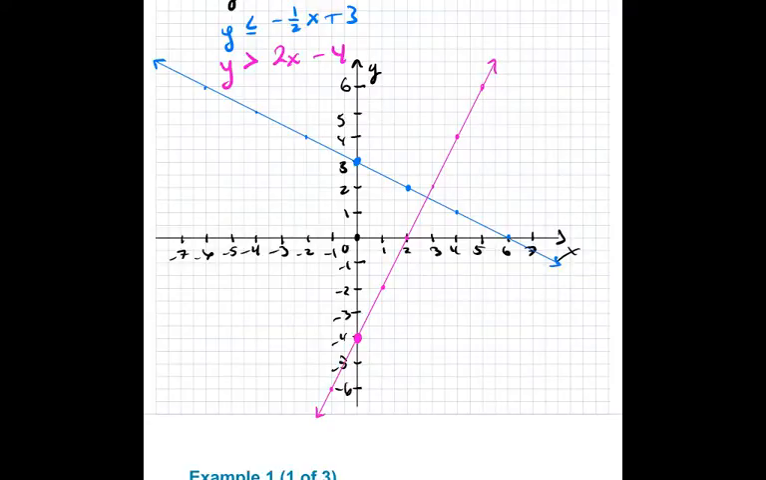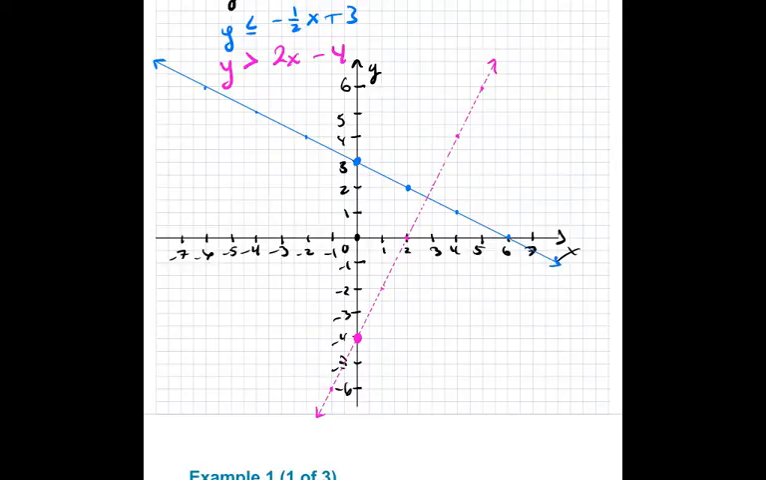So instead of being a solid line, because y is strictly greater than, this needs to be a dashed line. So we're going to transform it to a dashed line. Let's see how this goes. Okay. So it's a broken line. That means it can't be equal to that line.